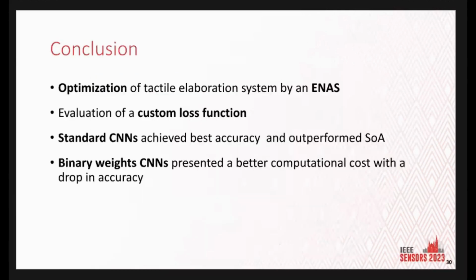Conclusion. We propose a tactile elaboration system using evolutionary neural architecture search, but actually this proposal can be used in many other applications, not only in tactile elaboration systems. So you can use this when you have something to elaborate, something to implement on an embedded device. This proposal is based on a custom loss function. The standard CNNs achieve the best accuracy and outperform the state of the art, and the binary weights present a better computational cost with a drop in accuracy.